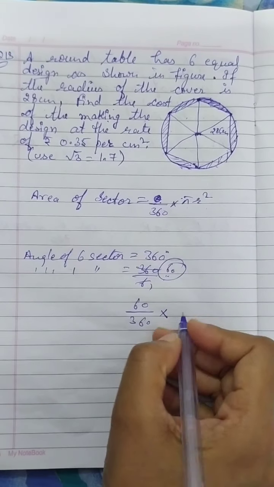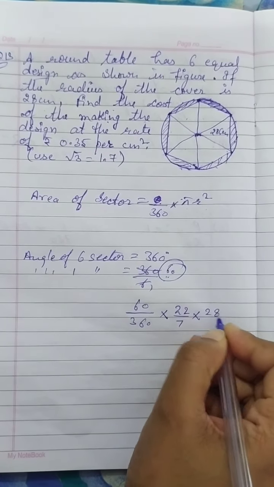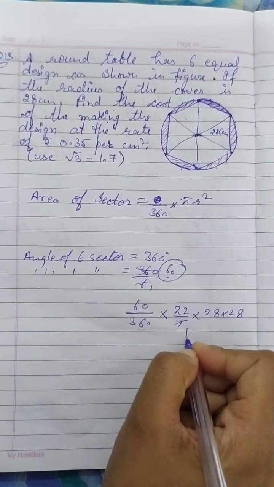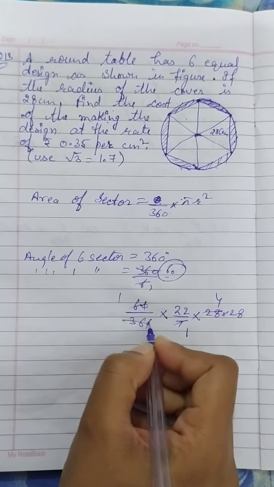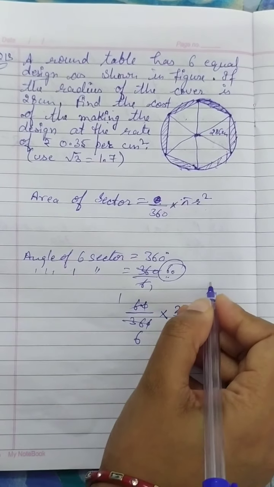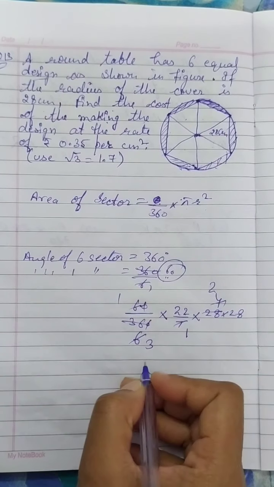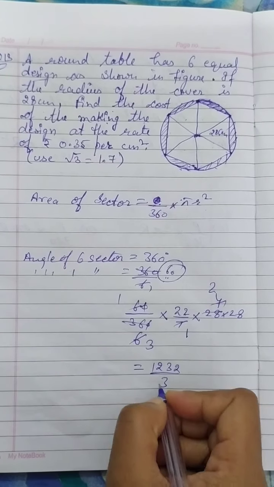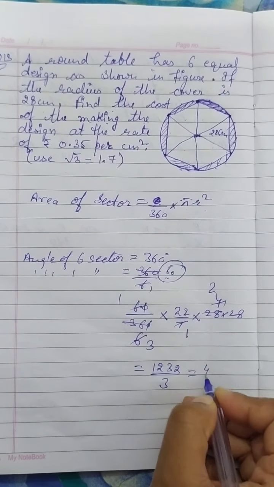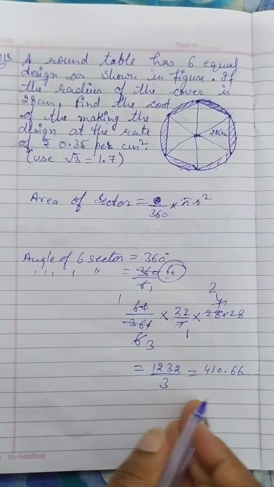So what is the pi? 22 upon 7 and r square is 28 into 28. So 7 1 ja 7, 7 4 ja 28, 10 se 10 cut hua, 6 1 ja 6, 6 6 ja 36, 2 2 ja 4, 2 3 ja 6. So 22 into 2 into 28, so 1232 upon 3. Now divided by 3 is 410.66. This is how it will go on.